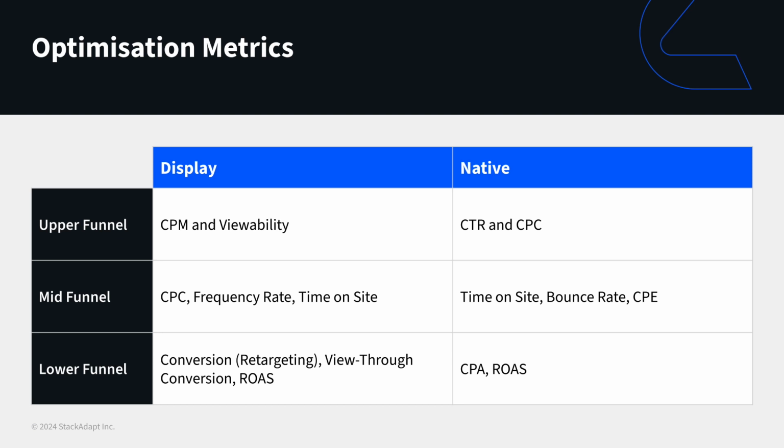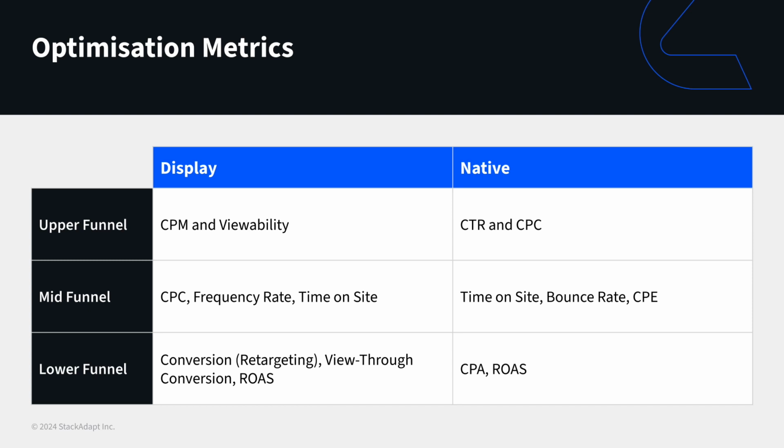Okay, so let's explore some unique KPIs for display and native advertising. So first off, display advertising. We'll look at three main KPIs here: frequency rate, CPM, and viewability rate. So let me explain each one of them.